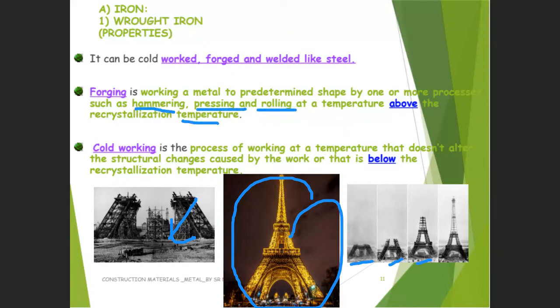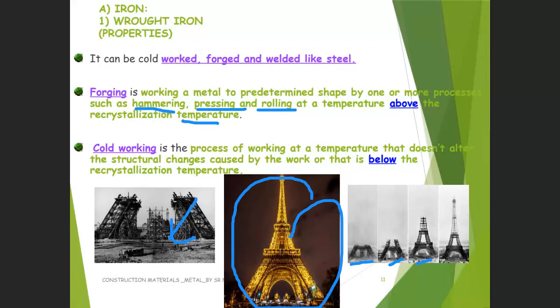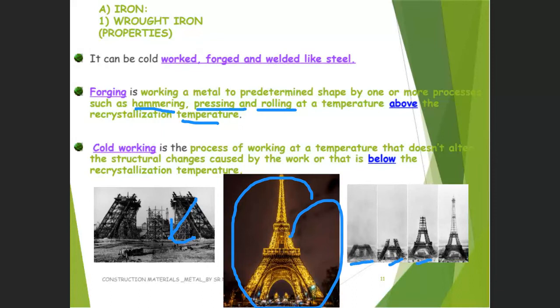Then we can also see that in terms of manufacturing, wrought iron is used for cold working. That is the process where working is done at a temperature that doesn't alter the structure, or that is below the recrystallization temperature. So at the end, you can see that the implication and the end product for this one will be different.